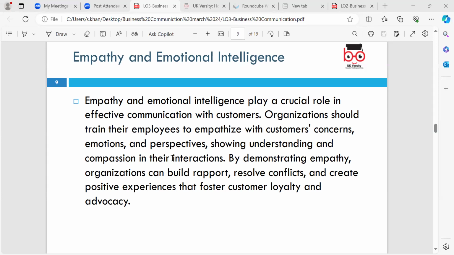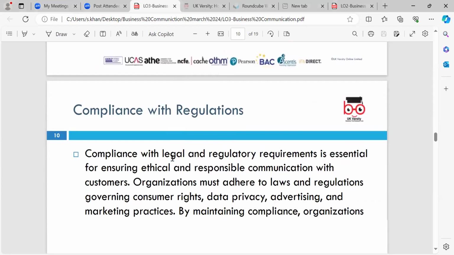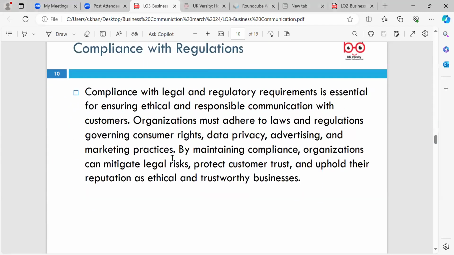So the next one to look at is compliance with regulations. And this is really important, because you need to comply with all legal and regulatory requirements, and follow policies. Because if you do not comply with these, then you're not meeting the criteria of the legal implications, the policies, and everything that needs to be put in place.